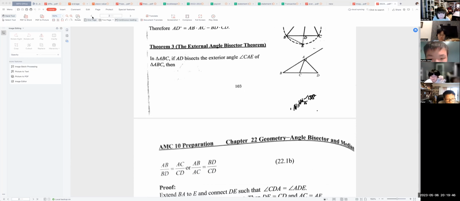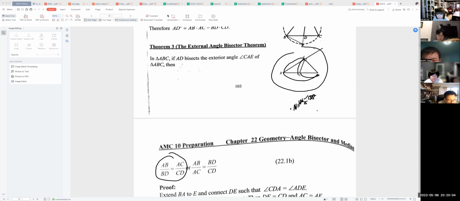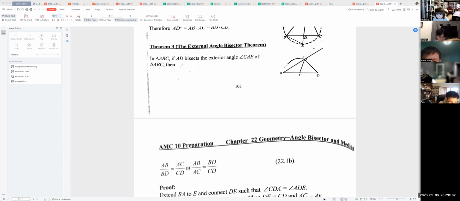This is how this one is created. Now we have AB to BD equals AC to CD. Everybody, please copy this with the graph. Without the graph, copying is useless. And also AB to AC equals BD to CD. Sorry, I did it wrong. AB to AC equals BD to CD. Please copy them.